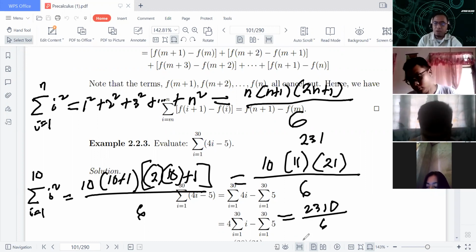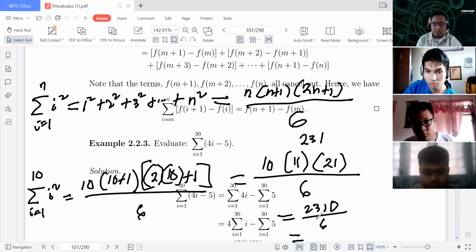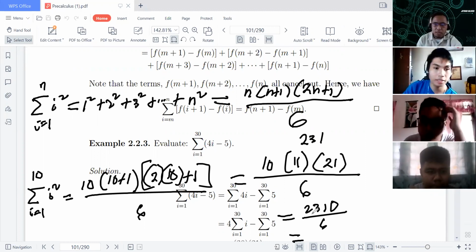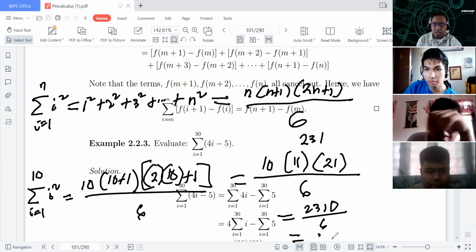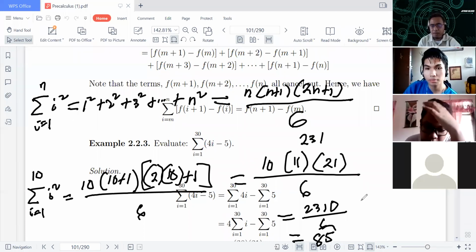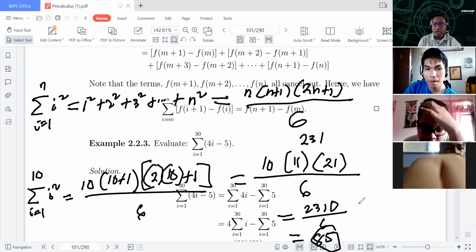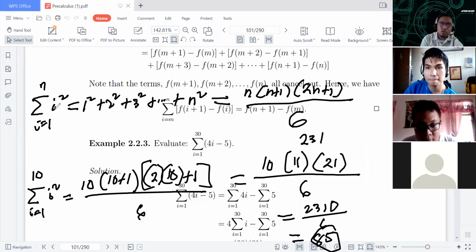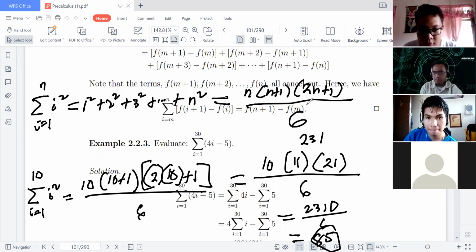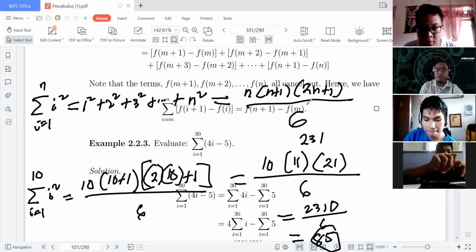How much is it if you use your calculator? What is 2310 over 6? 385, sir. The answer is 385. Just as simple as that. Okay? I will repeat. If you have the summation of i squared where i ranges from 1 to n, the formula is simply this one.